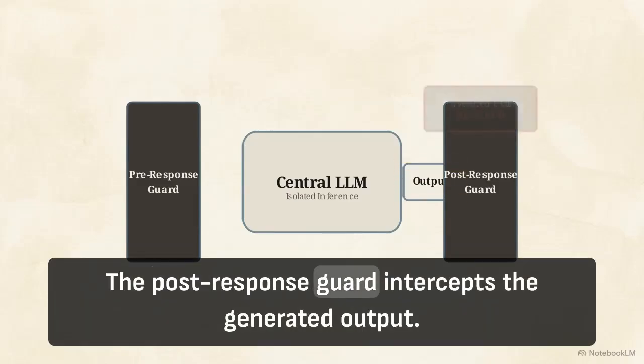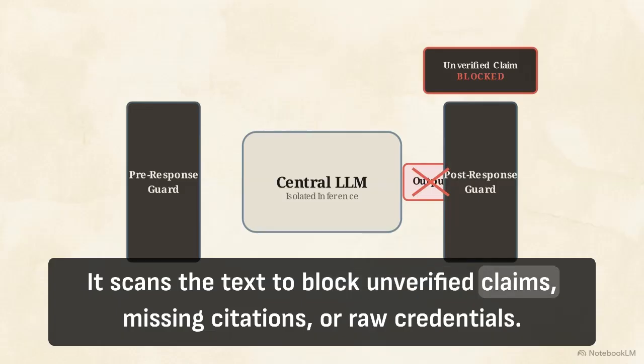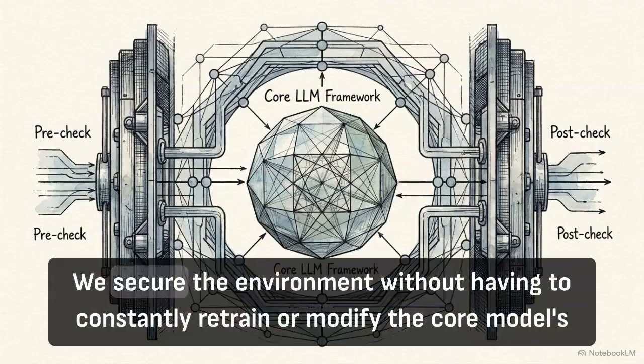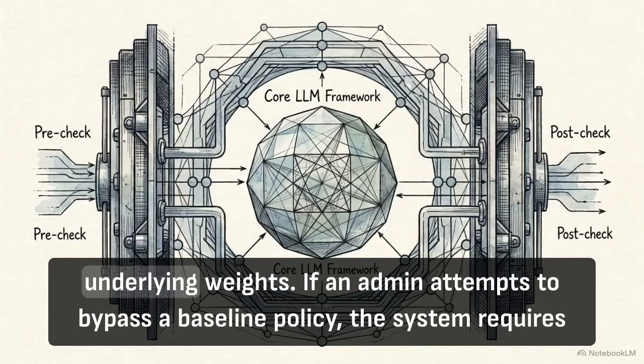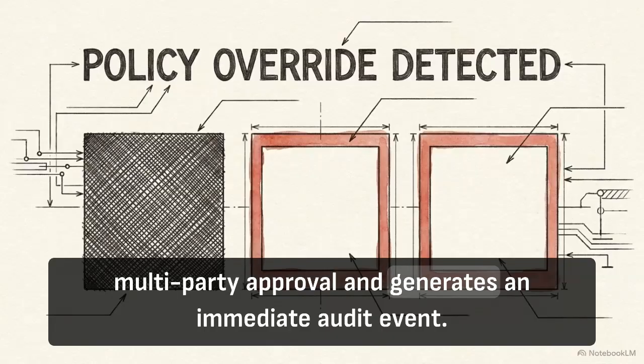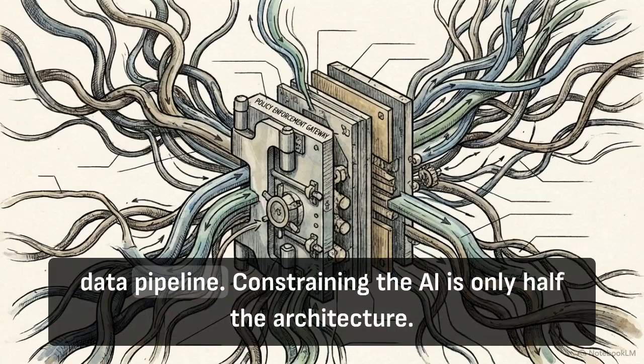The post-response guard intercepts the generated output. It scans the text to block unverified claims, missing citations, or raw credentials. This dual-gate architecture neutralizes prompt injection and jailbreak attempts at the system layer. We secure the environment without having to constantly retrain or modify the core model's underlying weights. If an admin attempts to bypass a baseline policy, the system requires multi-party approval and generates an immediate audit event. Policies dictate behavior only when they are engineered as unavoidable choke points in the data pipeline.